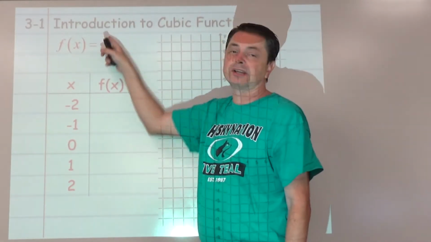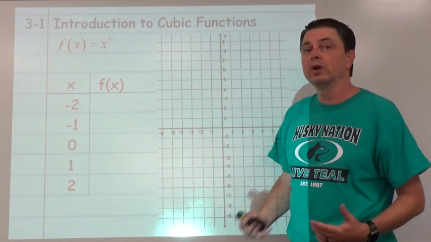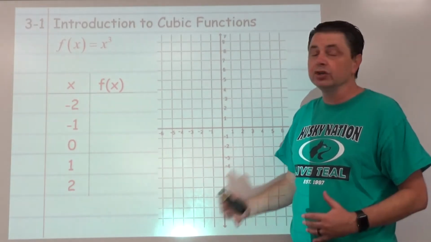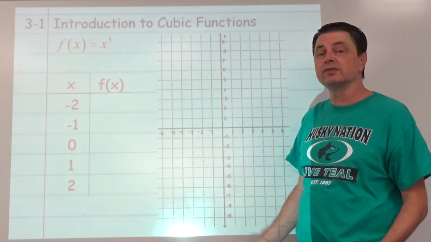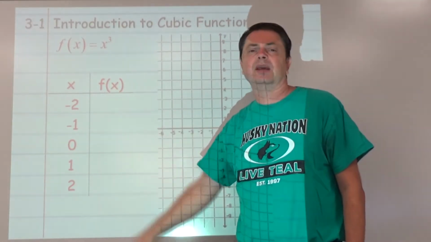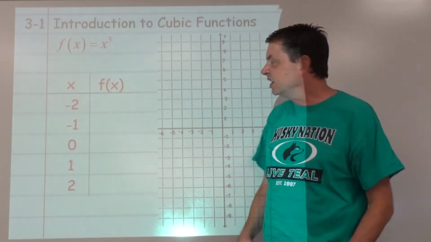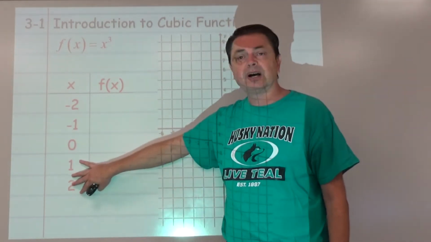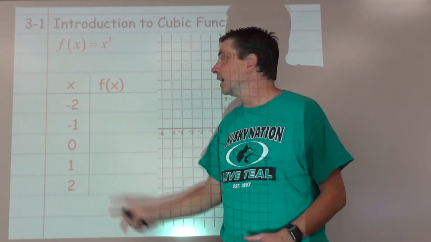F of x equals x to the third power. Whenever we're trying to get an idea of what a new function looks like in terms of its graph, we like to do a table of values. In general, we like to try some positive values, some negative values, see how that goes.